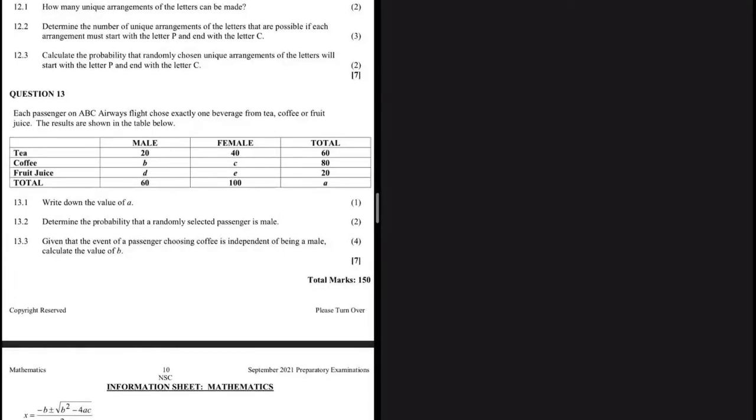Each passenger on ABC Airways flight chose exactly one beverage from tea, coffee, or fruit juice. The results are shown in the table below. We have male, female, we have tea, coffee, fruit juice, and then the totals.